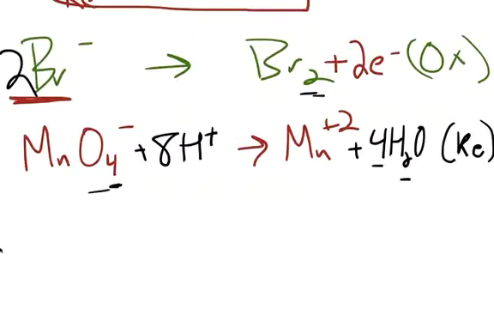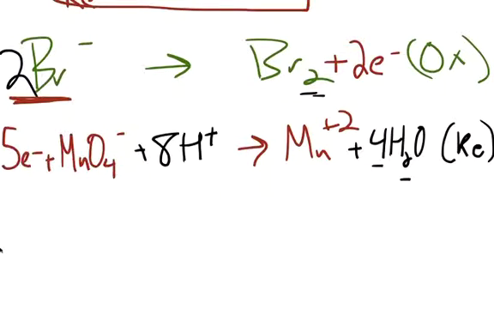So I have to put 5 electrons over on this side. Let me make myself some room. Okay, so I can fit in my 5 electrons. And one thing I'm going to check to make sure it's right is I'm going to make sure the charge on this side equals the charge on this side of my half reaction.